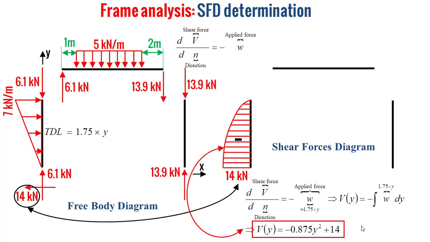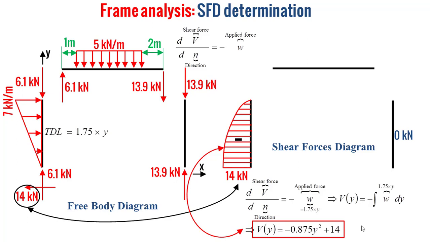For the right-hand column, we can notice that we have only normal forces. We have no shear forces, so we will have 0 kilonewton as shear forces along the right-hand column.